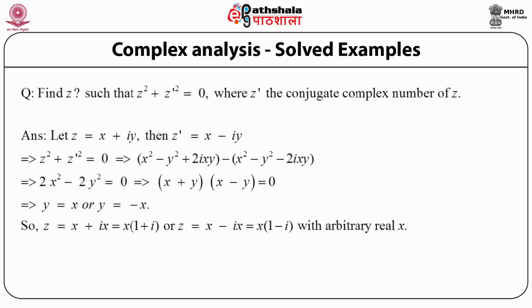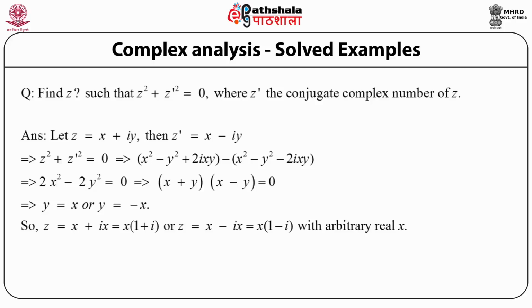Find z where z squared plus z dash squared is 0, and z dash is the complex conjugate of the number. Okay, so let us assume, because we need to find what it is, that z is equal to x plus yi, then z dash, or the conjugate, is going to be the reflection, which is x minus yi. So z squared plus z dash squared is equal to 0.